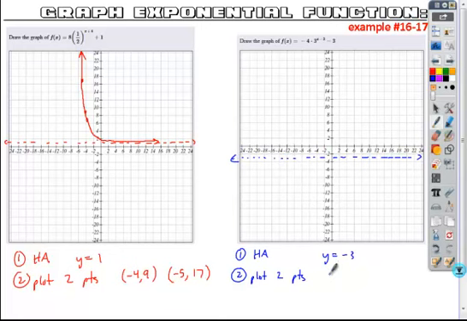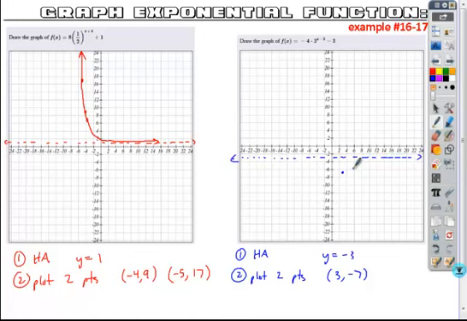Okay, and then when I plot the 2 points, the first point I'm going to plot is the value of x that gives me a 0 in my power. So what value of x will give you a 0 here? 3. And so 3 minus 3 is 0. 3 to the 0 is 1, times a -4 is -4, minus 3 is -7. So I have 3, -7 as my first point.